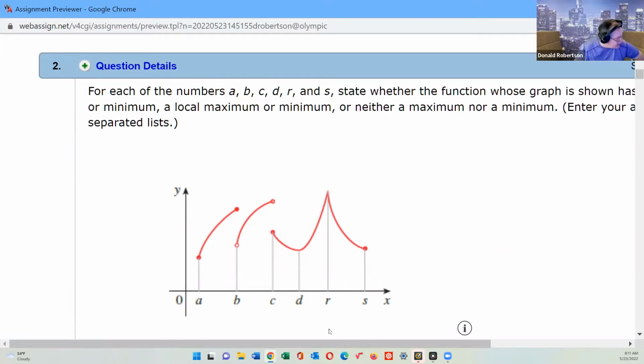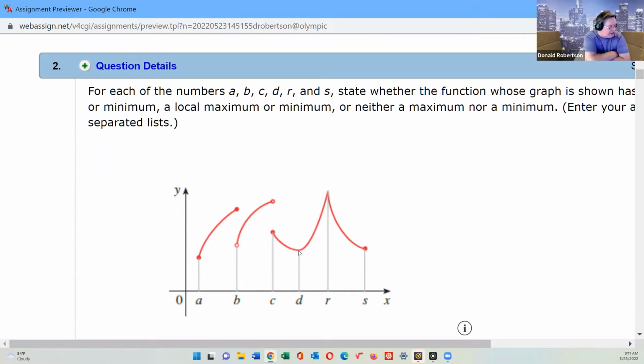I think you said A, would you agree? Yeah, I'd agree. And do you see that little dot? I call them dots and circles, right? Dots solid, circles empty in the middle, right? So that's an absolute min. That's an absolute max.